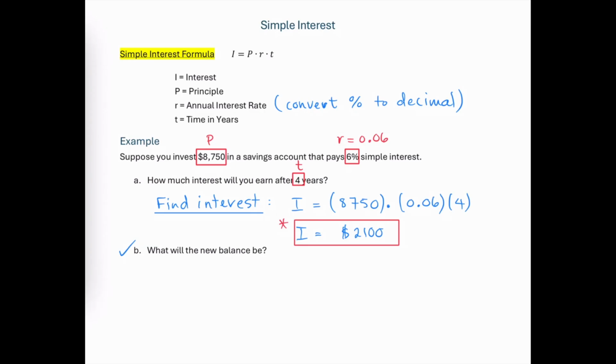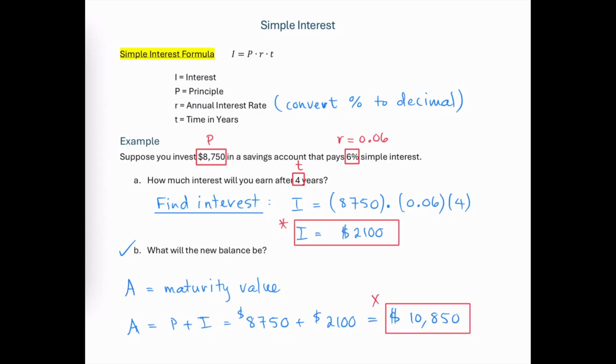In Part B, we're asked to find what the new balance is going to be, and let's use Cap A to represent the maturity value. The maturity value is basically going to be calculated by taking the initial principal and then adding the earned interest to it. So we'll say $8,750, which was the initial principal, and then the earned interest was $2,100. So the total amount, or the new balance, is going to be $10,850 at the end of those 4 years.